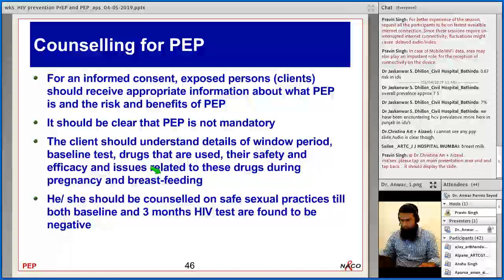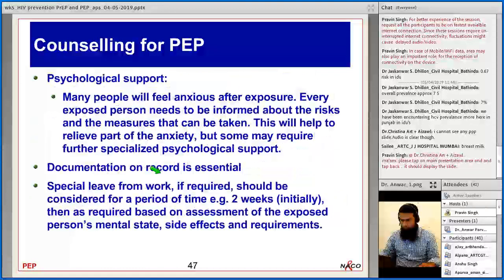For counseling and informed consent, exposed persons should receive appropriate information about what PEP is and the risks and benefits of PEP. It should be clear that PEP is not mandatory. The client should understand details of the window period, baseline test, drugs that are used, their safety, efficacy, and drugs during pregnancy and breastfeeding. He or she should be counseled on safe sexual practices till both baseline and 3 months HIV tests are found to be negative, because the window period is one thing which they need to understand very clearly, and the effectiveness of PEP.